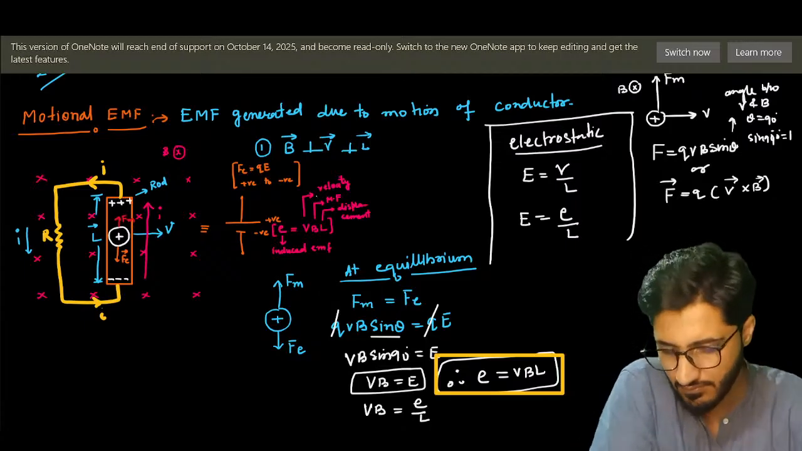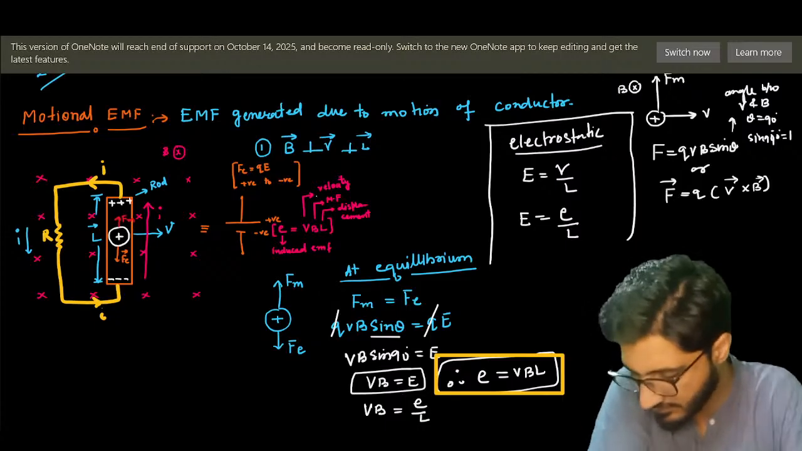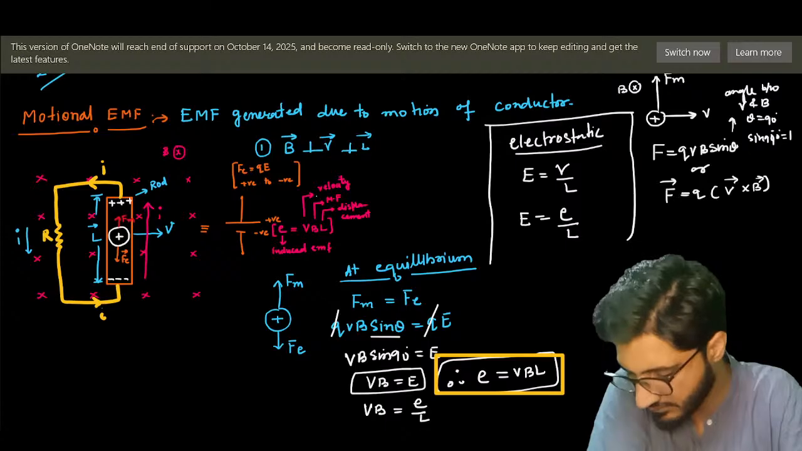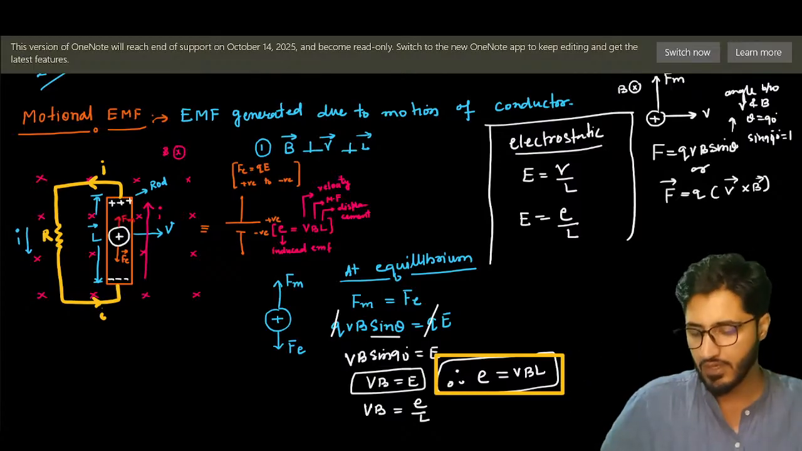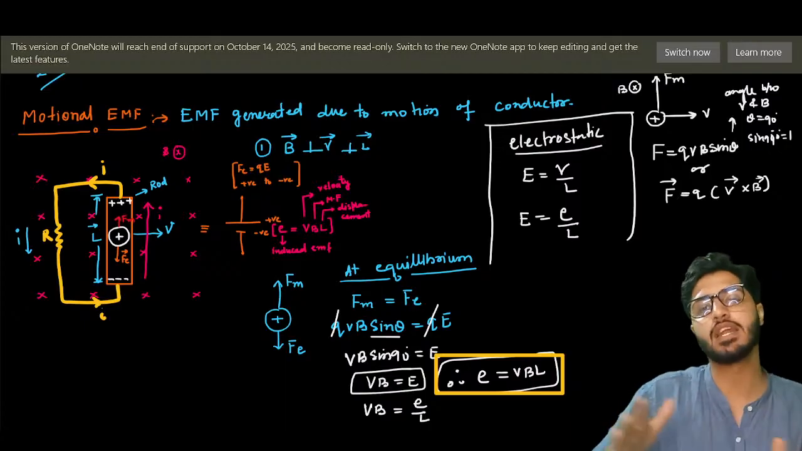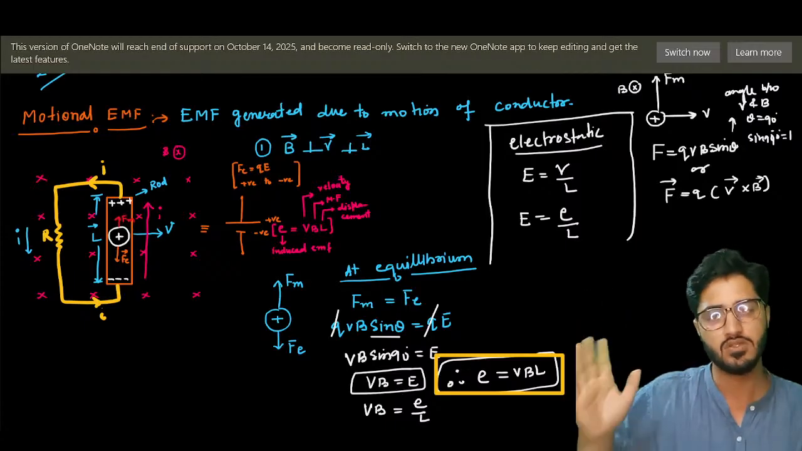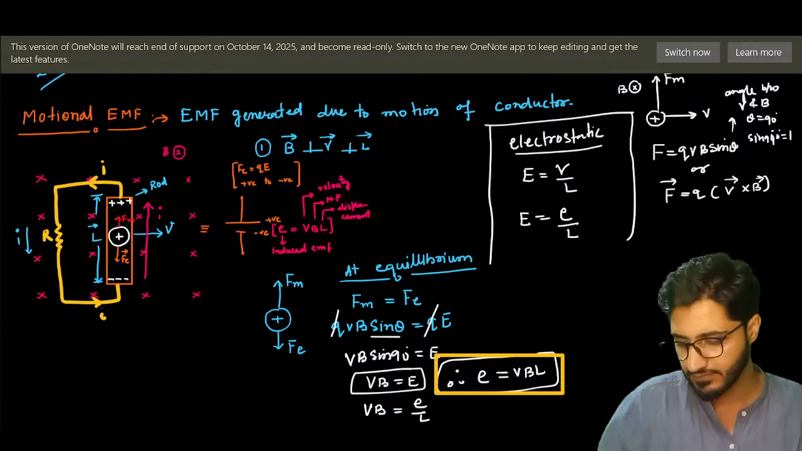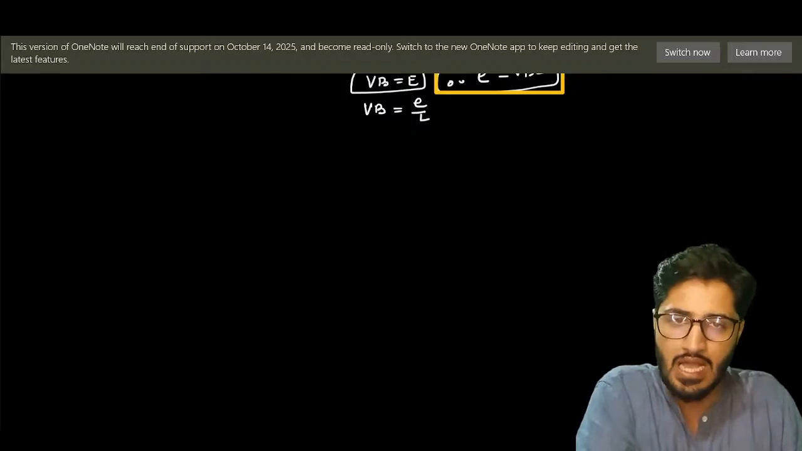Easy, right? So this was all about motional EMF. The basic cause is that the charged particle faces a force, due to which the charges accumulate at one end. So we have a positive charge and a negative charge, two terminals of a battery. So this rod will act as a battery. Look now, I will make one thing.